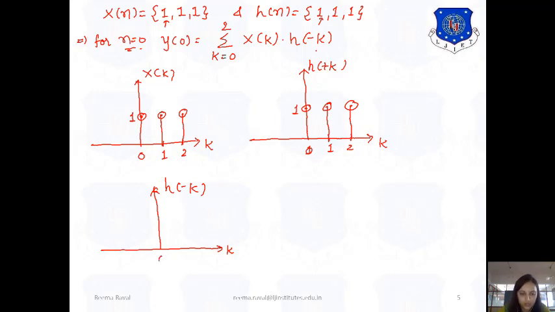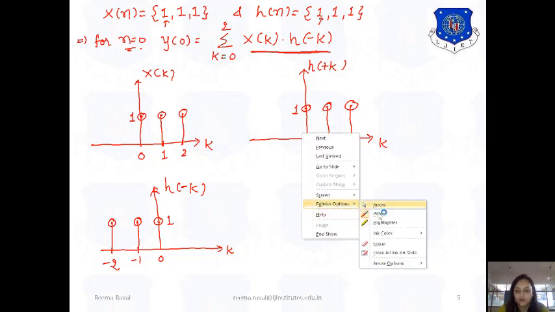So now the 0 instant will be at the same place, that means with value 1. Now instant 1 will be at the minus 1 instant having the same value, that means 1. Instant 2 will now go to the instant minus 2, that means on the negative side, and its value will be plus 1. Okay, so this is how we can plot h of minus k, that is exactly the opposite or flipped version of h of plus k, right? Now from the formula as you can see, we have to multiply x of k into h of minus k, and this will give us the value of y of 0, right?